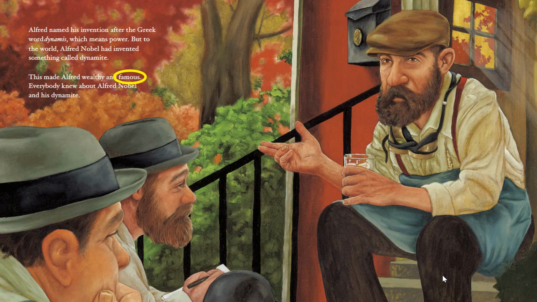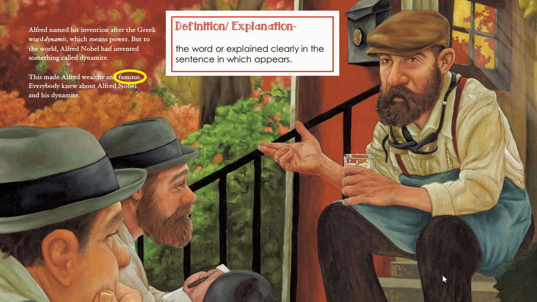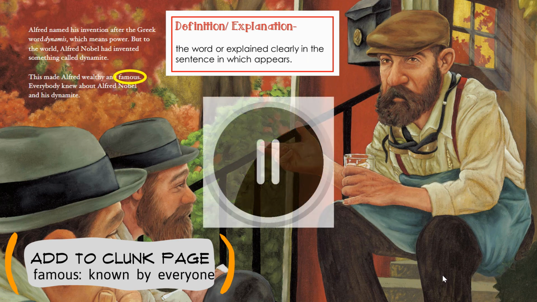If I didn't know what the word famous meant, what could I use as a CLUNK strategy to figure that word out in context? You're right. The author actually explains it and gives us a definition in the very next line. This made Alfred wealthy and famous. Everybody knew. What's the definition of famous? That everybody knows you.